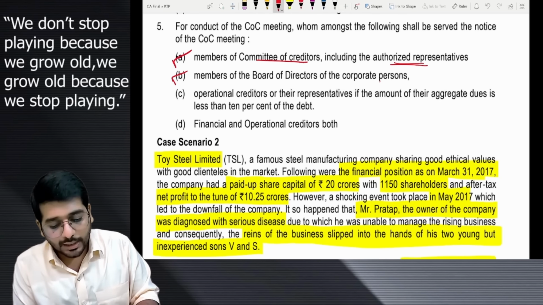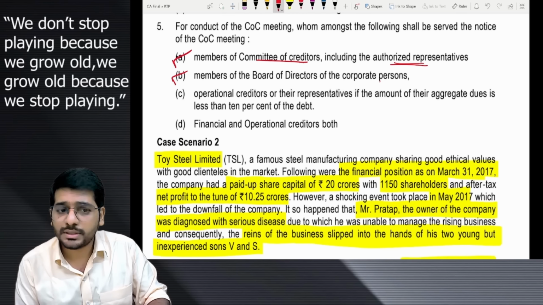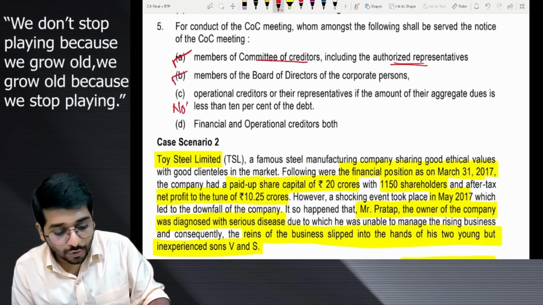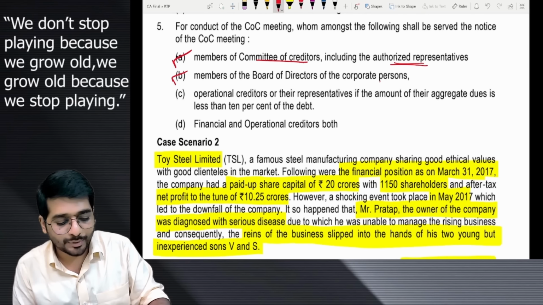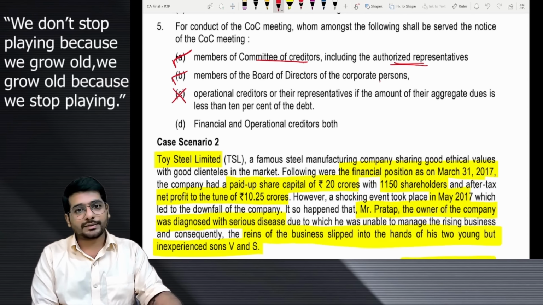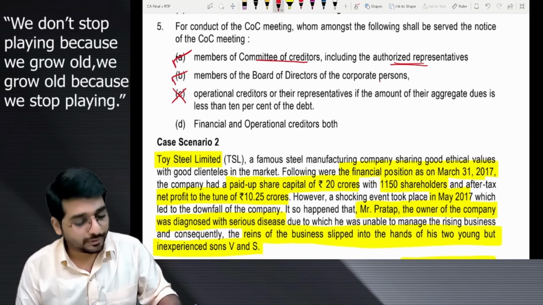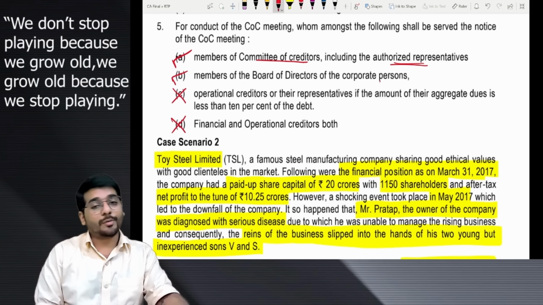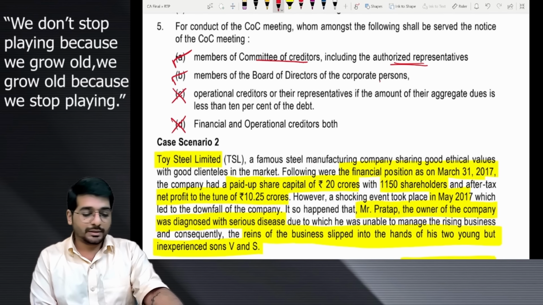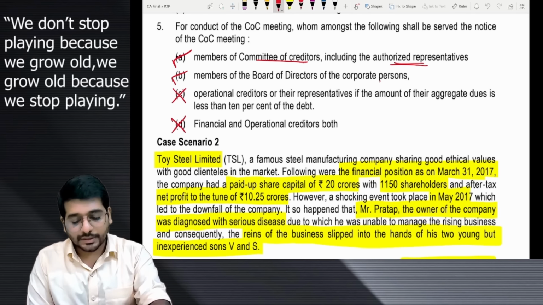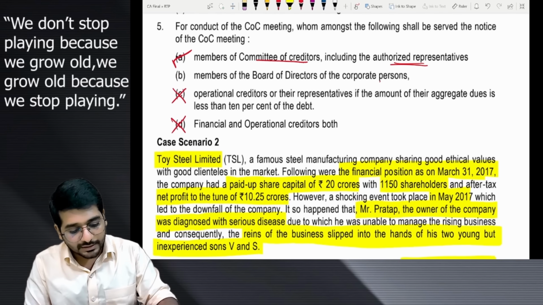Operational creditors or their representatives if the amount of aggregate due is less than 10%. No, sir. If you would say not less than 10%, then I would have ticked over here, but you are saying less than 10%. So this is not the correct answer. Financial or operational, financial and operational both. No, sir. Financial will come. Operational only if more than 10% is there. Then only they will come. So we have 2 correct answers now. Out of the 2 correct answers, you have to select the best one. First and second, which is the best one?